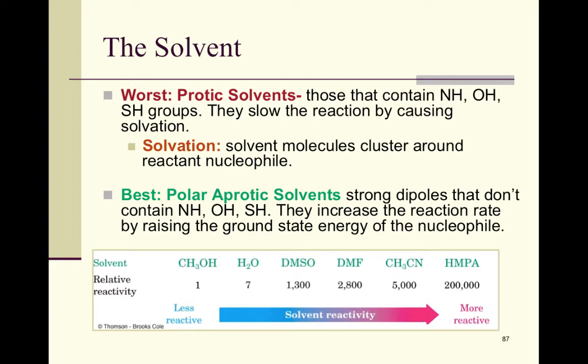So we want the polar piece, but we want it to not have that hydrogen there. That's what aprotic is. They have strong dipoles that don't contain NH, OH, or SH. And in fact, they can increase the reaction rate by raising the ground state energy of the nucleophile. So the best solvents on this chart, they're on the right-hand side. You can see this one is 200,000 times more reactive than methyl alcohol. So we have water, DMSO, DMF, CH3CN, and HMPA being the best solvent comparatively.